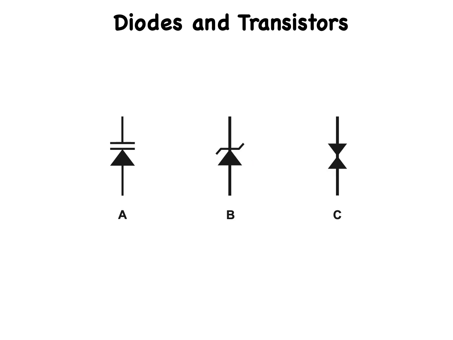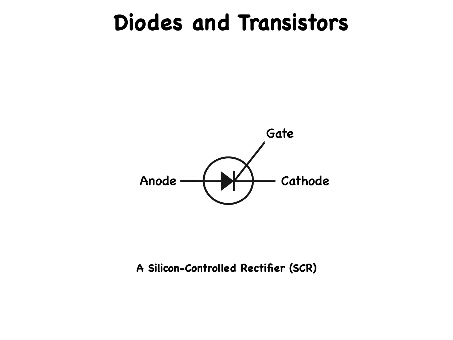Here are the symbols for some specialized diode types. At A, we see a varactor diode, which can act as a variable capacitor when we apply an adjustable DC voltage to it. At B, we see a Zener diode, which can serve as a voltage regulator in a power supply. At C, we see a gun diode, which can act as an oscillator or amplifier at microwave radio frequencies. A silicon-controlled rectifier, SCR, is in effect a semiconductor diode with an extra element and corresponding terminal. Its schematic symbol appears here.